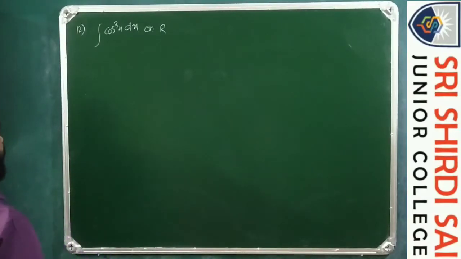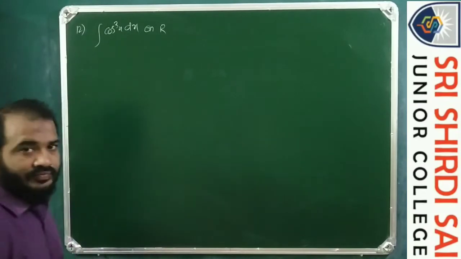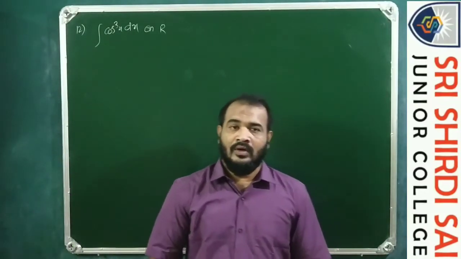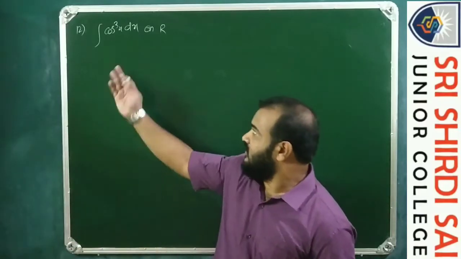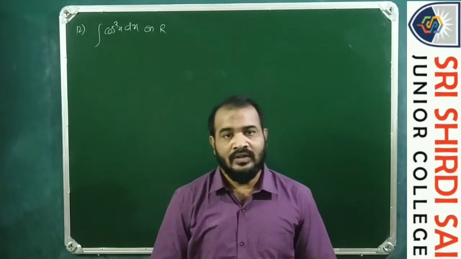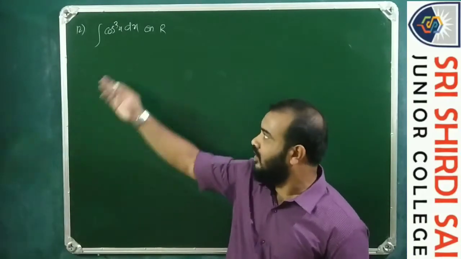Now integral cos cube x dx on R. So we have seen how to integrate integral sin cube x dx in two ways. The third way we have also discussed. So let us do that method for this.